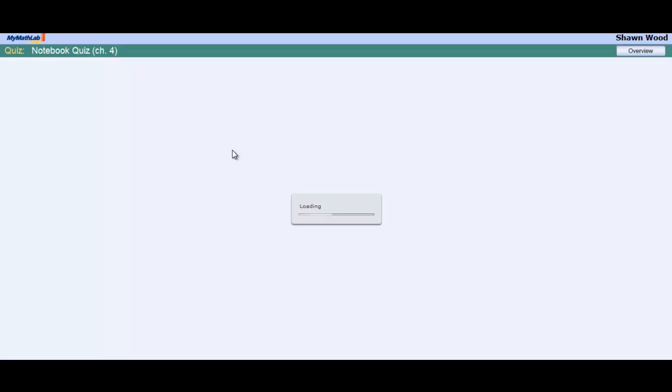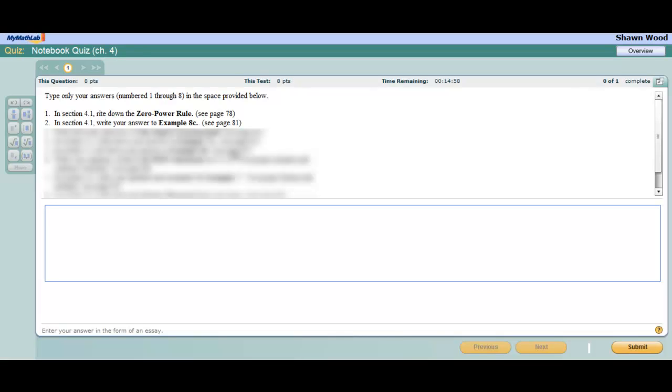Next to each question, we've even provided you with the page number of where you can find the answer. So for example, in section 4.1, write down the zero power rule. So what we'd like you to do is number your responses 1 through 8, go straight to your notebook, and write down what you have written in your notebook. So what's the zero power rule? Well, a raised to the 0 power is equal to 1.